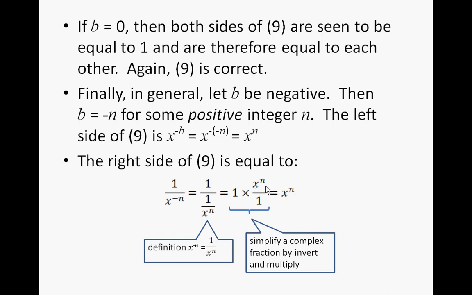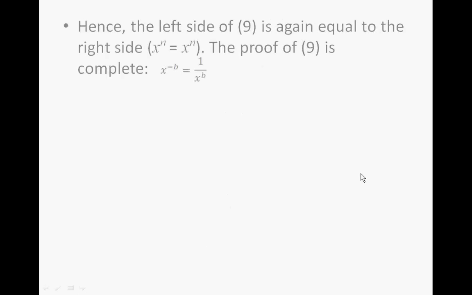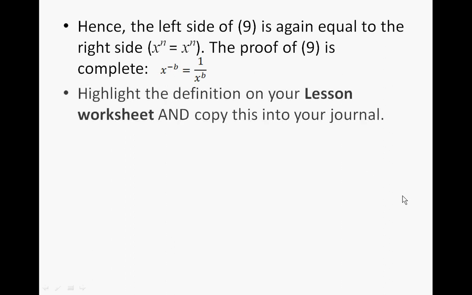Well, 1 times x to the nth power is x to the nth power, which is the exact same thing we got on the left side. So the left side is equal to the right side. X to the nth power is x to the nth power. So that means the entire proof is complete for every integer, positive, 0, or negative. So go ahead and highlight the definition on your lesson worksheet and make sure you copy this into your journal. And again, if you're keeping an index card, make sure you include equation number 9.